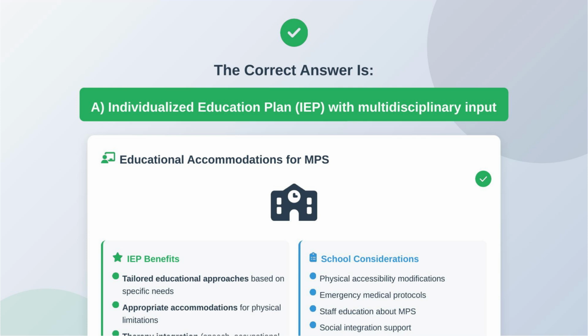An individualized education plan with multidisciplinary input is typically most beneficial for children with MPS in the school setting. This approach provides tailored educational strategies based on specific needs, appropriate accommodations for physical limitations, and integration of necessary therapies. School considerations should include physical accessibility modifications, emergency medical protocols, staff education about MPS, and social integration support. The optimal approach balances inclusion with specialized services to address the child's evolving needs as the disease progresses.